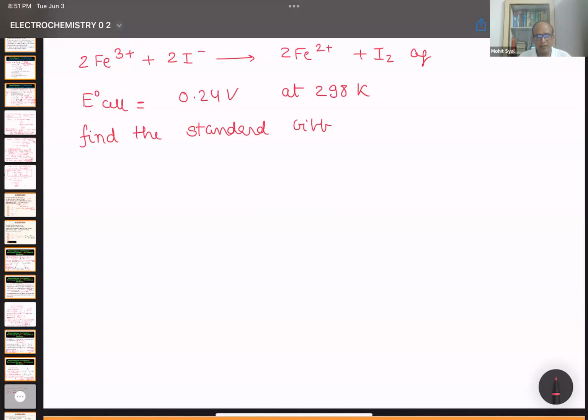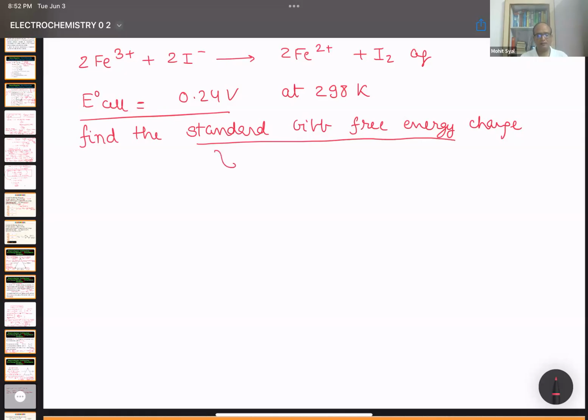So just tell me the formula, because I know you can put the values and do it. You can tell me the formula which is going to be used. Find the standard Gibbs free energy change. So which formula are we going to use, Ibrahim? Announce the equation. No, I'm not asking the EMF of the cell. I'm asking for the standard Gibbs free energy change, delta G naught.